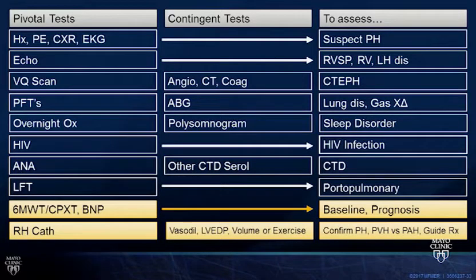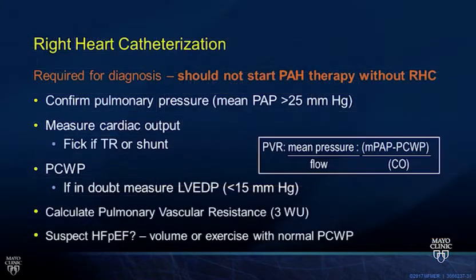And anybody with severe PH in whom you're contemplating treatment needs to have a right heart catheterization and a vasodilator study. If it's suspected group 2, then you might consider volume loading or exercise on the cath lab table to try and give you more information. So the right heart catheterization is required for a diagnosis, and you cannot start PH therapy without it.